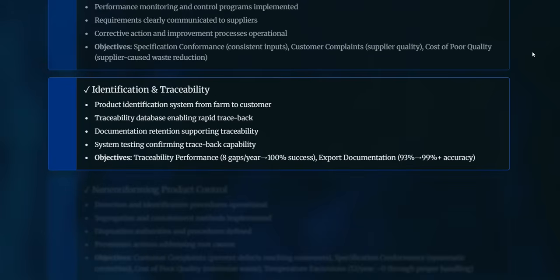And then ensure that identification and traceability have been implemented effectively, and that must consist of the following: product identification system from the farm to customer, traceability database enabling rapid traceback, documentation retention supporting traceability, system testing confirming traceback capability. Objective here is traceability performance, eliminating the 8 gaps, and export documentation accuracy improvement to 99%.